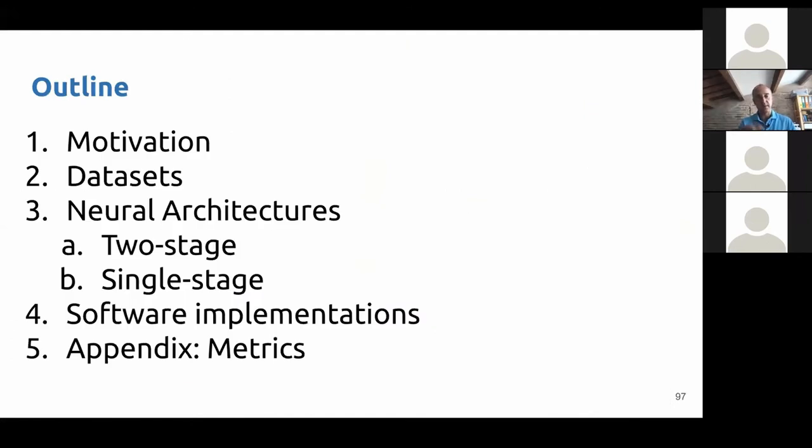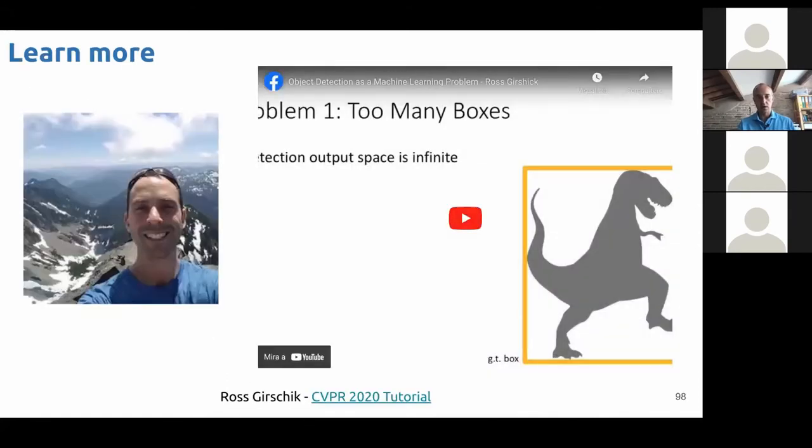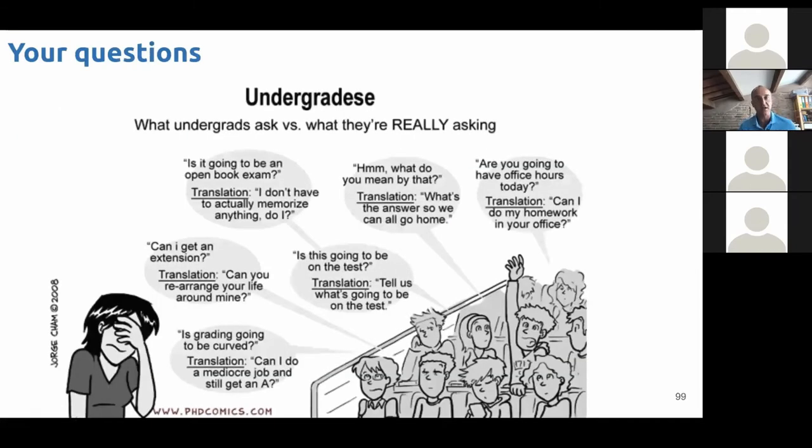Later, also in the appendix of these slides, you can see the metrics, how to compute this mean average precision in object detection, that sometimes is not that obvious. You have a tutorial by Ross Girshick, the creator of Faster R-CNN, if you want to learn more. And that will be it from my side.